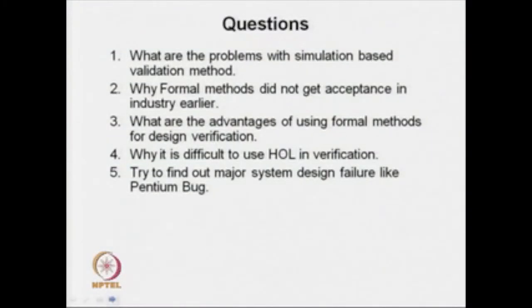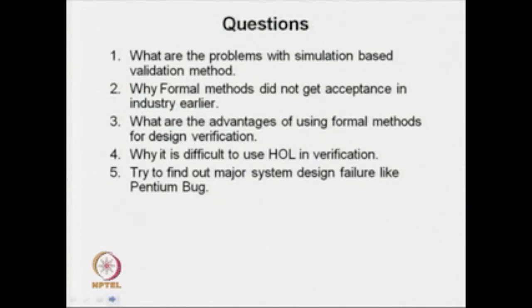Second, this problem I have already mentioned in my lecture: why did formal methods not get acceptance in industry earlier? Because they could not be automated. Secondly, human intervention is required; that means we need people from the automated theorem proving domain, because you have to guide the theorem prover while doing these things. So, they were slightly reluctant and tried simulation-based methods, but the Pentium bug forced people to go for formal methods.